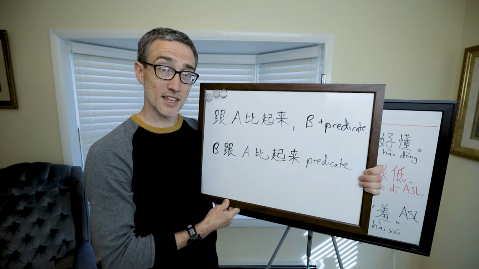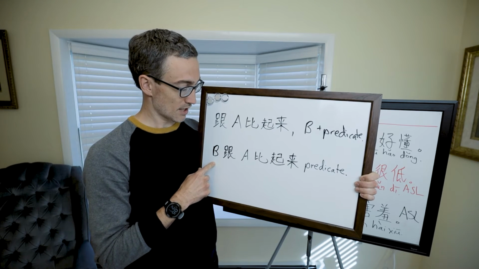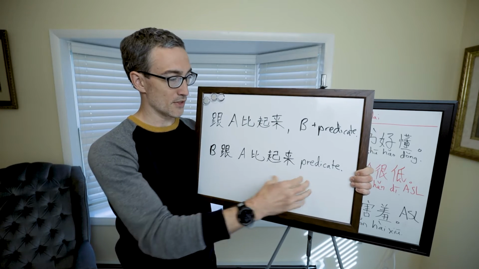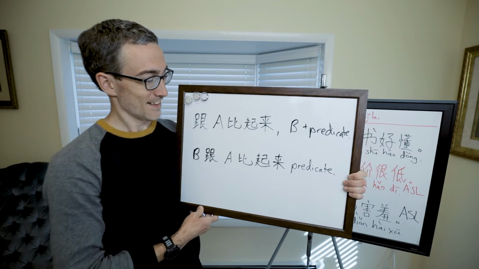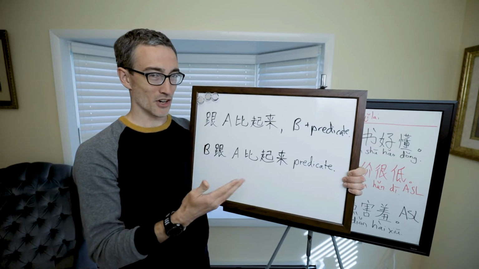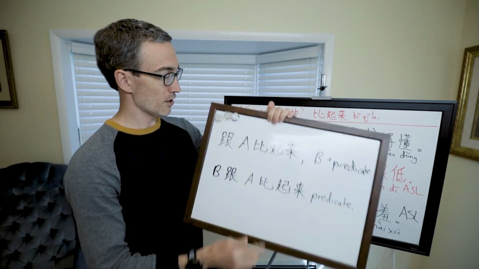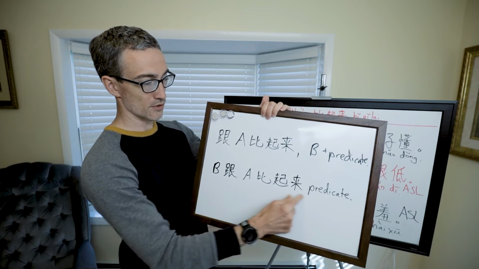So what's the subject of this sentence? You got it, it's the same thing. It's B. B is still the subject, it's just that the 跟 A 比起来 part follows the B, and then the predicate describes B back here. Did I confuse you with my B's? There you go. I'm going to show you on this board: the first two follow the first model, I believe, and the third one follows this model.